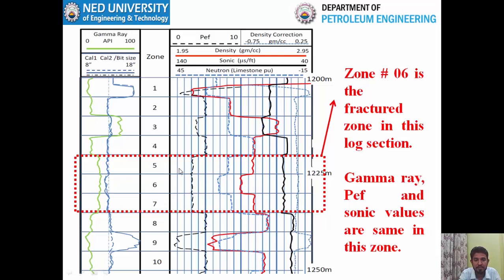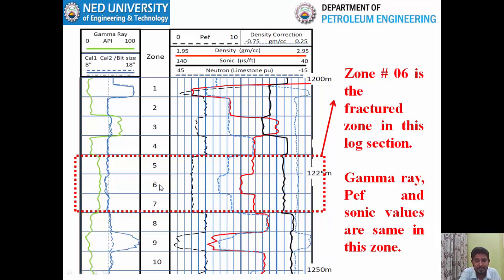Against 5 and 7 you can see that neutron values and density values are the same, but across zone 6 the neutron value has increased and the density value has decreased, both indicating that zone number 6 is porous. Neutron value has increased and bulk density has decreased. So a bulk density decrease means that this zone has higher porosity, and similarly neutron porosity has increased, which means that this zone has a high neutron porosity value.